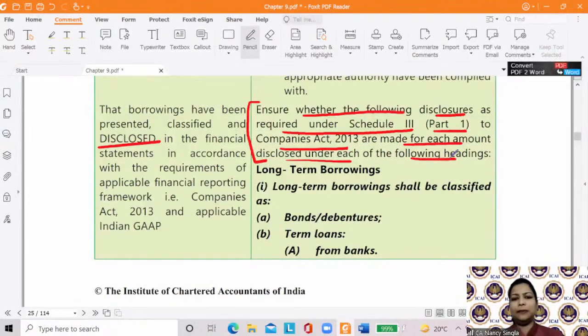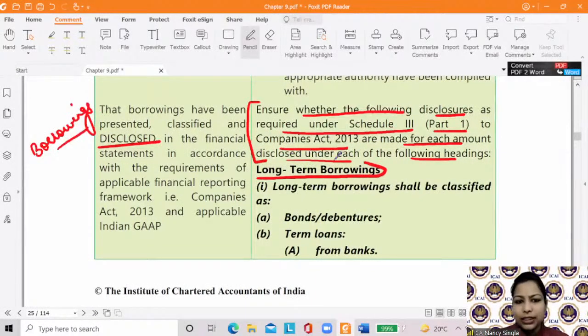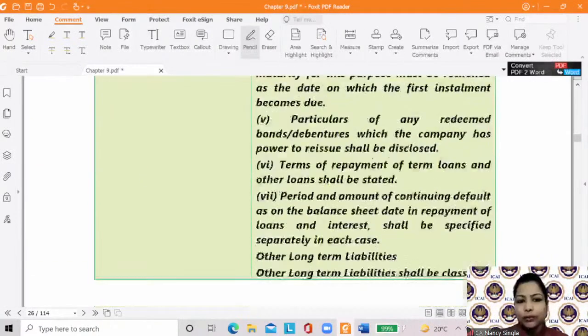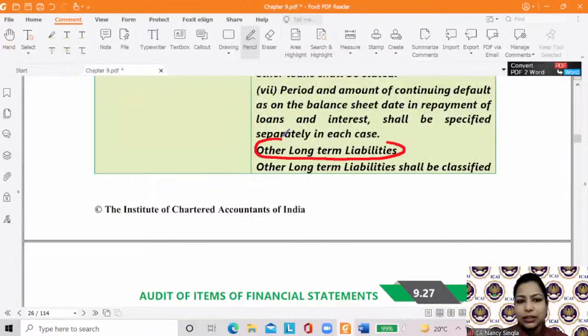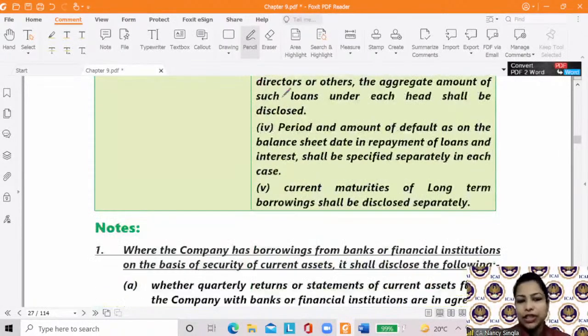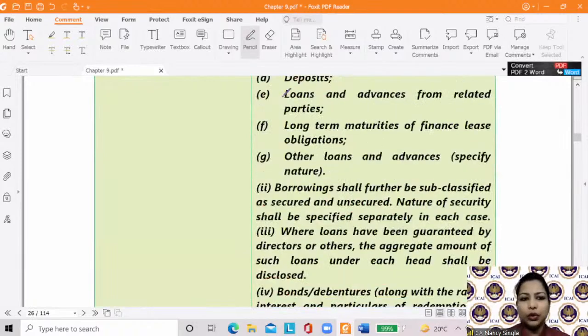So see, when we are talking about borrowings, when borrowings are to be disclosed, they will be divided as long-term borrowings. This is the first heading. Okay? Then there is another heading, which is other long-term liabilities. Okay? Then we have short-term borrowings. Okay? And under these major headings, we'll be reading what all is mentioned.